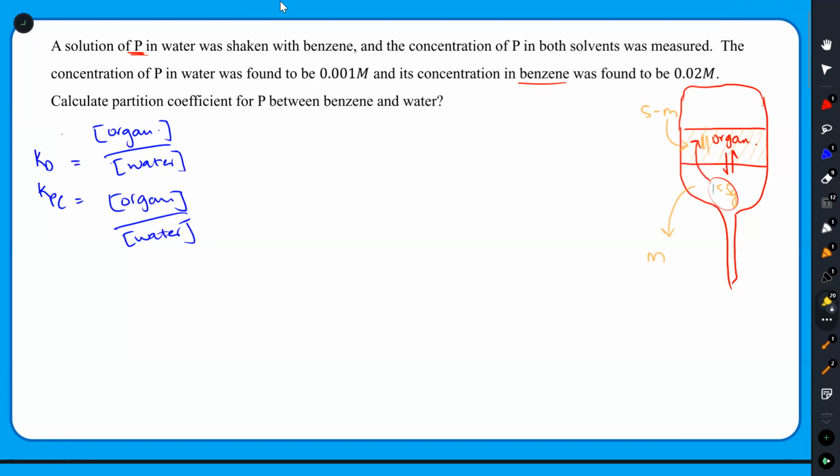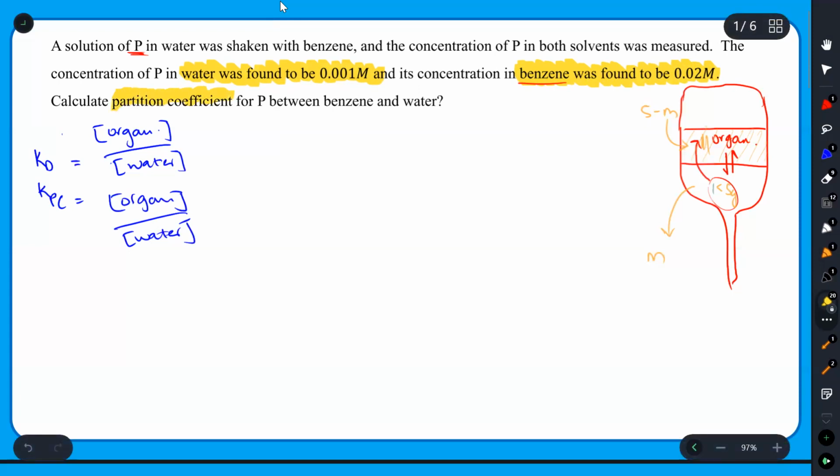So a solution of P in water was shaken with benzene, and the concentration of P in both solvents was measured, right? So the concentration of P in water was found to be 0.001 molar, which is mole per decimeter cube. And the concentration in benzene, which is the organic solvent, was 0.02 molar, which is moles per decimeter cube. So now they want you to calculate the partition coefficient for P between benzene and water.